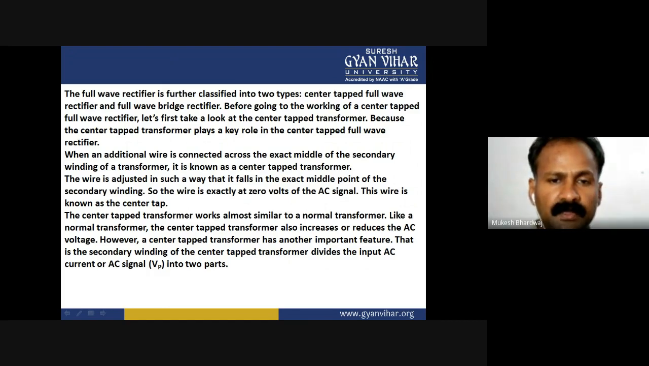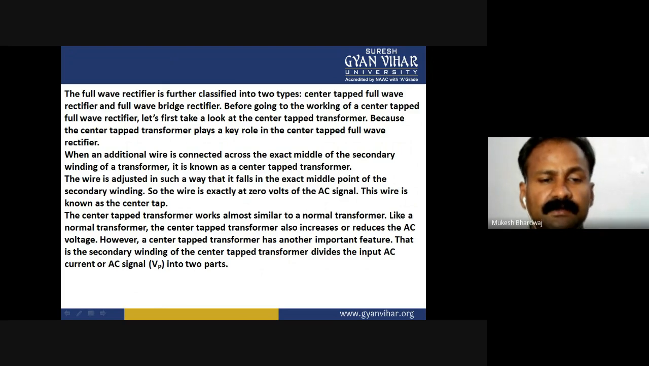Before going to the working of the center tap full wave rectifier, let us first take a look at the center tap transformer, because the center tap transformer plays a key role in the center tap full wave rectifier. When an additional wire is connected across the exact middle of the secondary winding of the transformer, it is known as the center tap transformer. The wire is adjusted in such a way that it falls in the exact middle of the secondary winding, so the wire is exactly at the 0 volt of the AC signal. This wire is known as the center tap.